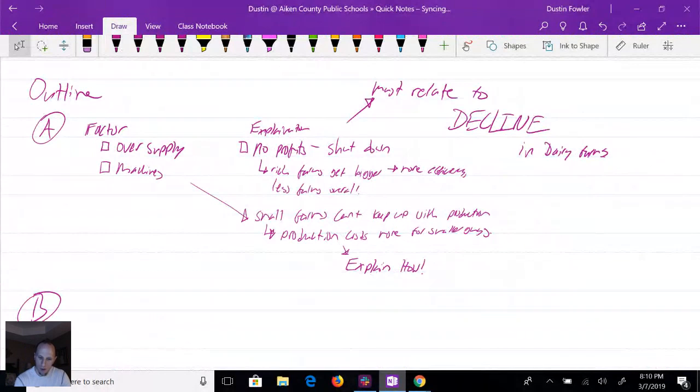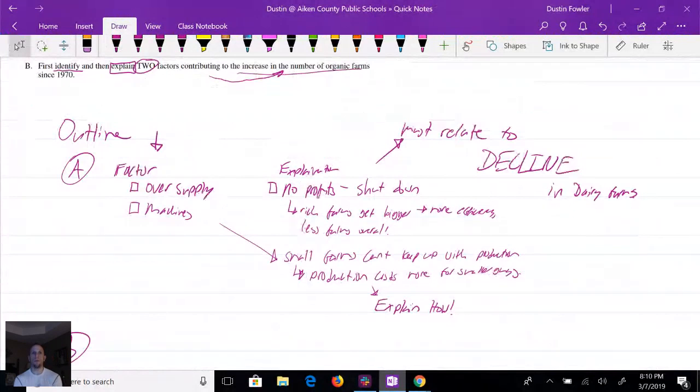For the outline here, and I only did example A because I put this together really fast while I was trying to eat, but I wrote out just a quick outline of where I'm going with this. And if you look at factor here, I wrote down my 2 factors. I wrote down oversupply and machines, because that's what I put over here when I answered the question. So that's where I was going with my 2 identifications. And then for the explanation, I just wrote some bullet points. No profits equal shutdown. Rich farms get bigger, and because there's more efficiency, less farms are going to go out of business. And then right here, I put small farms can't keep up with production.